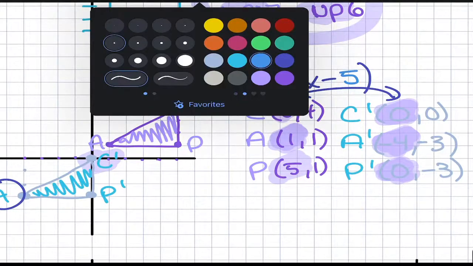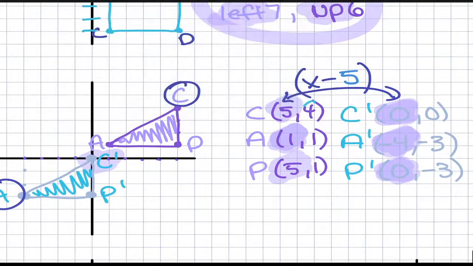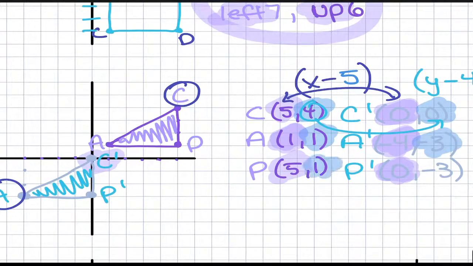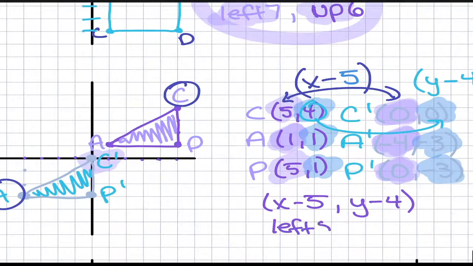All right, good. Now let's go from 4 to 0 for the y. How do you go from a 4 to a 0? Hopefully you know you don't have to add it, you have to subtract it. So we go -4. Y minus 4. Let's double check our work. 4 minus 4 is 0. Good. 1 minus 4 is -3. Good. 1 minus 4 is -3. Good. This is our formula then, guys. X minus 5, comma, y minus 4, which means you go left 5, down 4.